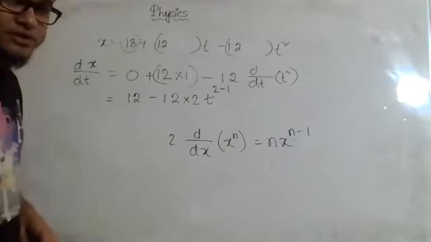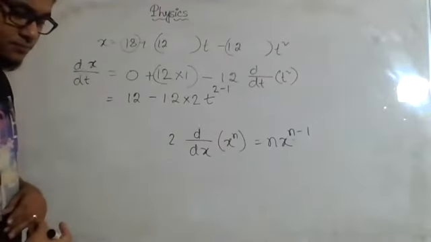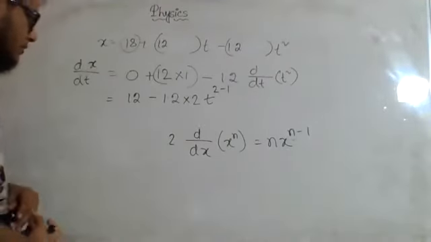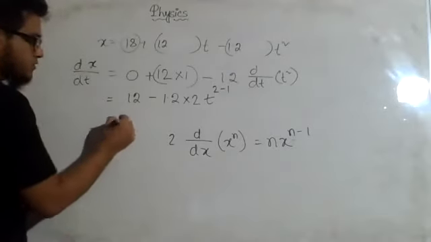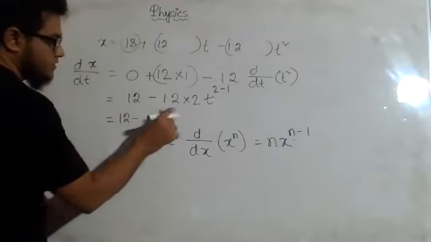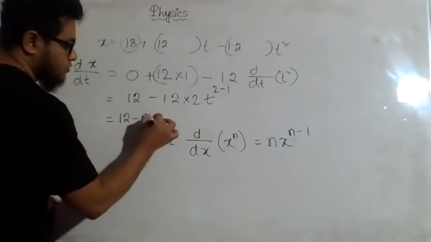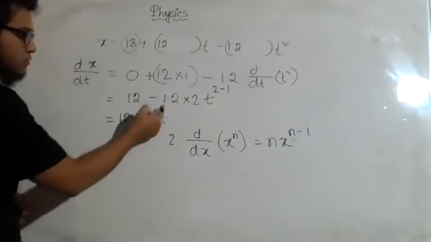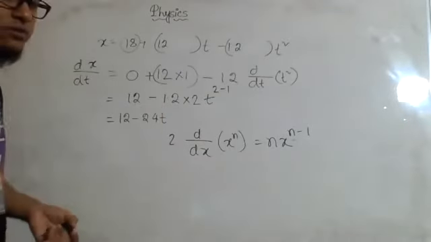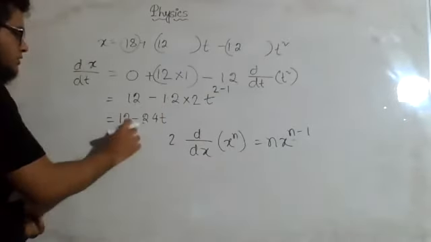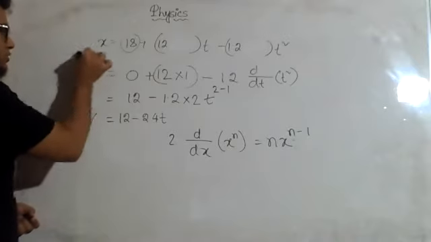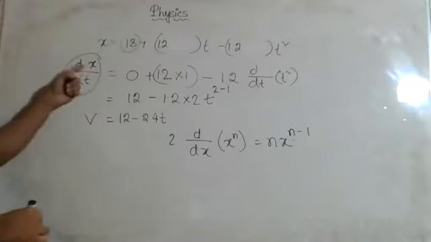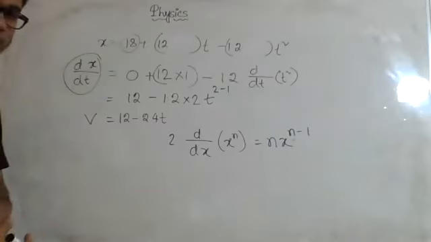Did you understand the application of the formula? Yes. Okay, thank you. Now let us see. 12 minus 2 into 1.2, it will become 2.4. T to the power 2 minus 1 is 1. So, when the power is 1, we generally do not write the 1, okay? So, this is the velocity because we got it by differentiating the displacement, okay?